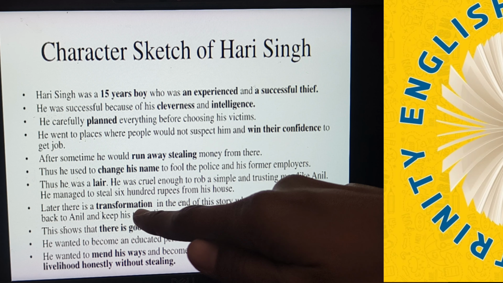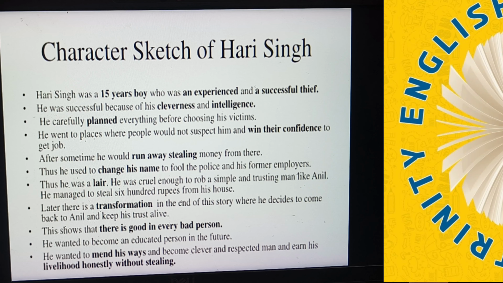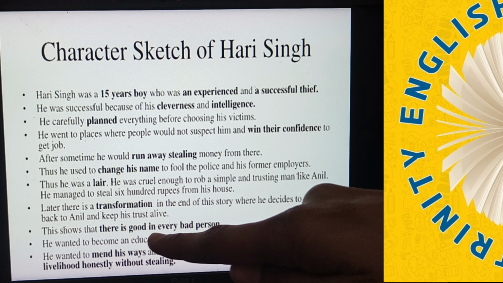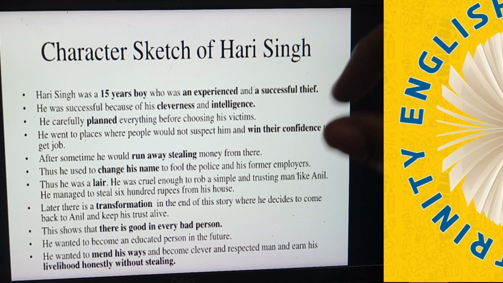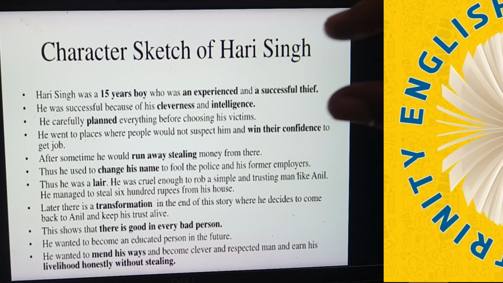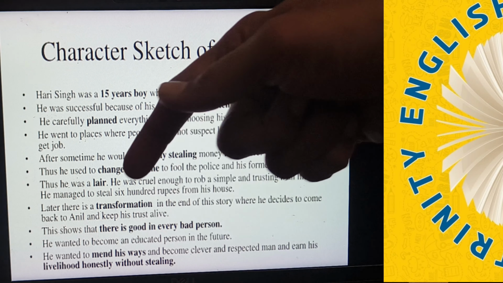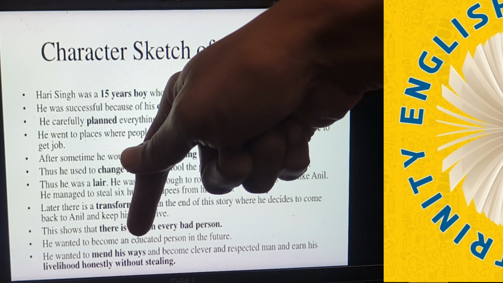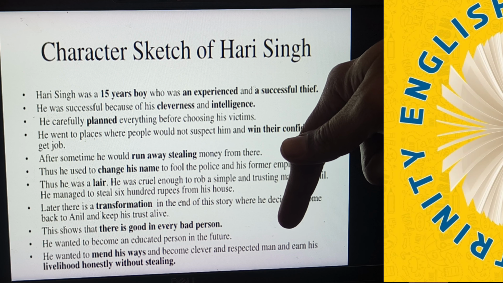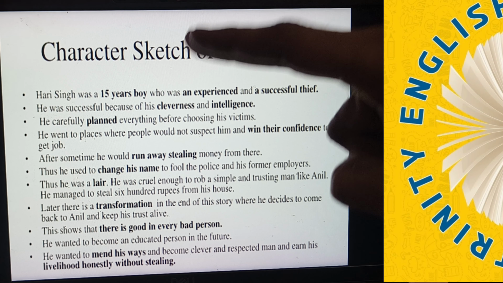Later, there is a transformation at the end of the story where he decides to come back to Anil and keep his trust alive. This shows that there is good in every bad person. Every bad person definitely has a good corner. And if you can really develop that good corner, we can definitely make a lot of change in society. He wanted to become an educated person in the future. He wanted to mend his ways, become a clever and respected man, and earn his livelihood honestly without stealing. This is the character sketch of Hari Singh, a transformed thief.